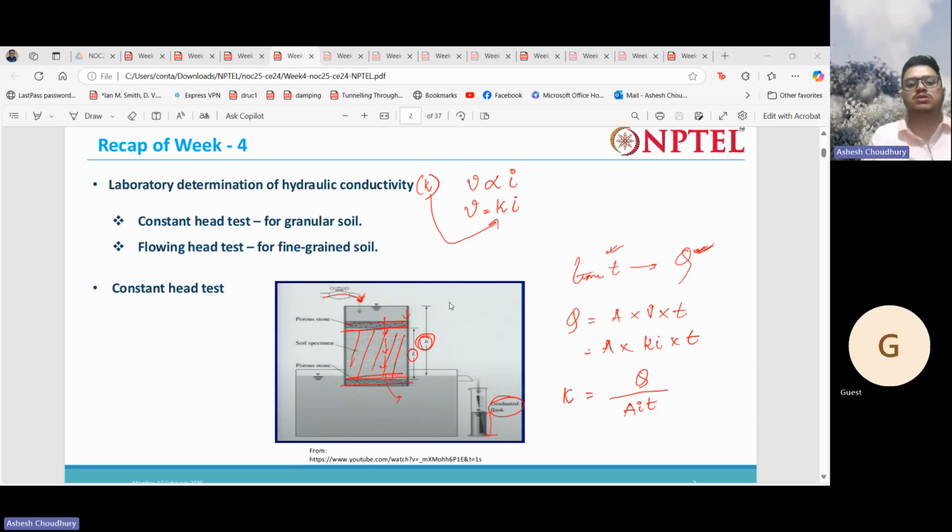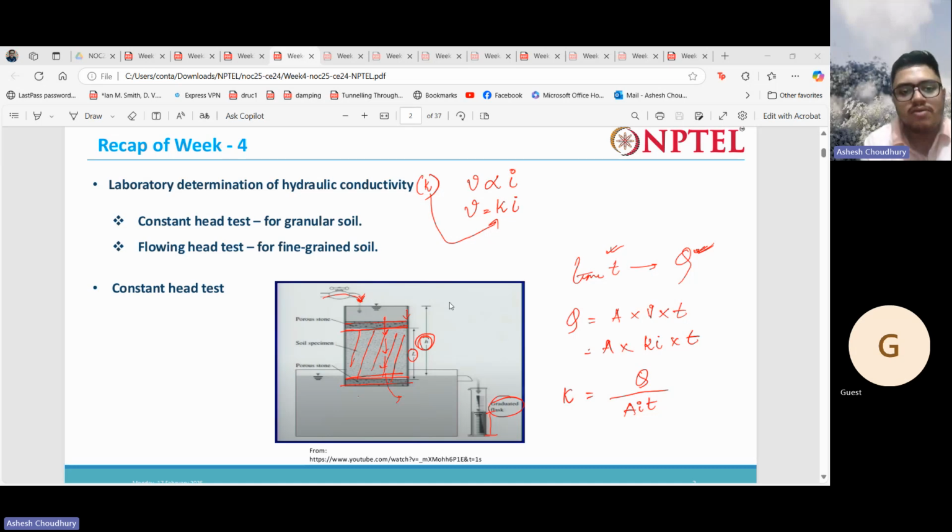So how do we determine hydraulic conductivity in the laboratory? We have two kinds of tests: the constant head test and the falling head test. In the constant head test, you keep the head of water constant throughout the test, and in the falling head test, the head of water reduces as the test progresses. Granular soil, as you know, will obviously have higher hydraulic conductivity, and hence it's better that we use the constant head test, since a very high volume of water passes.